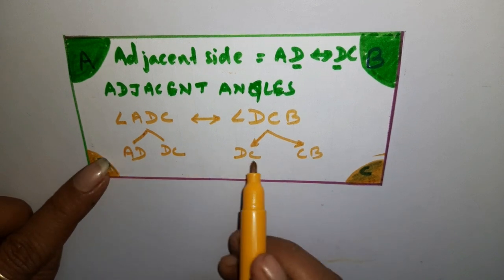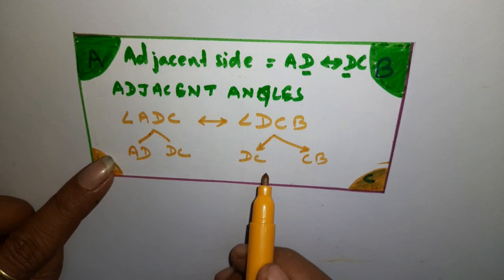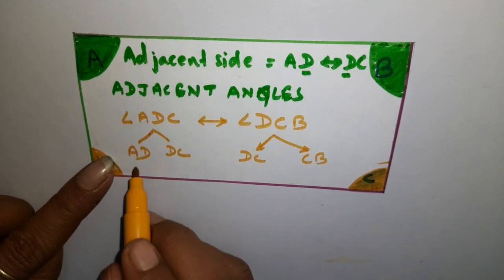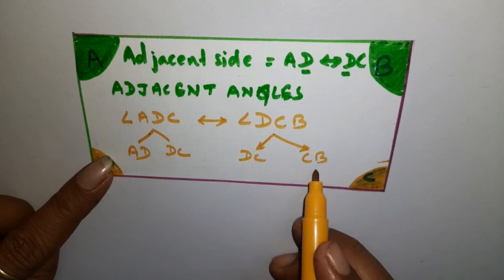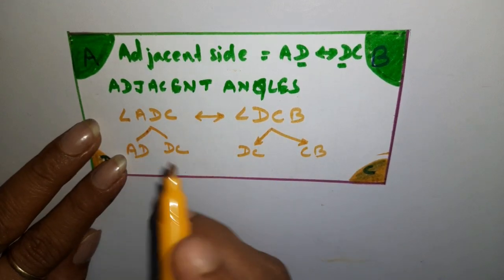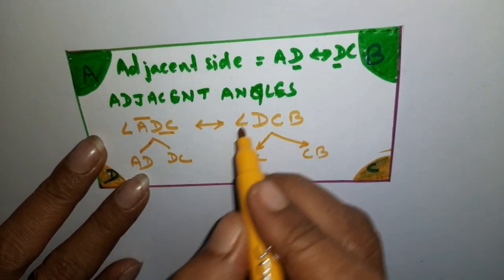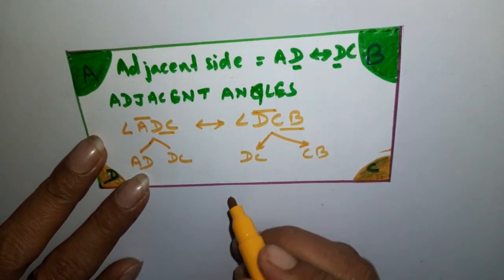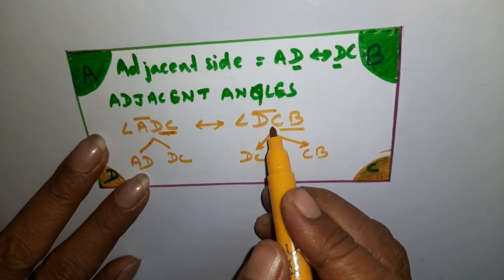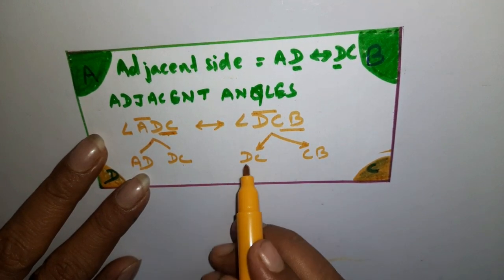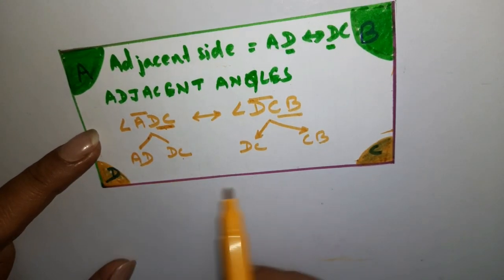Now out of these four arms, let us try to find out, is there any arm which is common in both? You can see that this is AD, this is DC, again DC, and CB. So in these two angles, this was the first arm, this was the second arm, this was the first arm, this was the second arm. Now this arm DC is common to this DC. You can see this DC is common in these two angles.